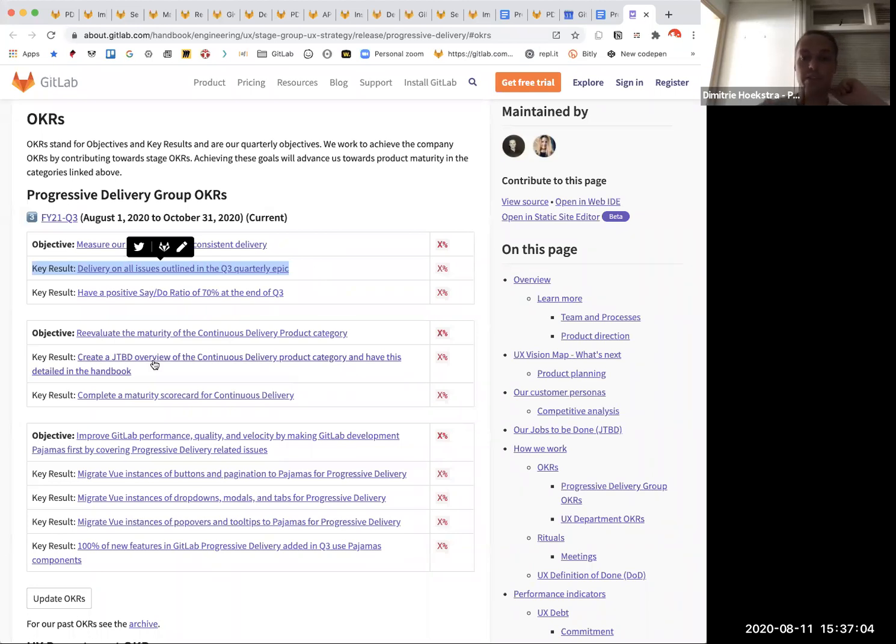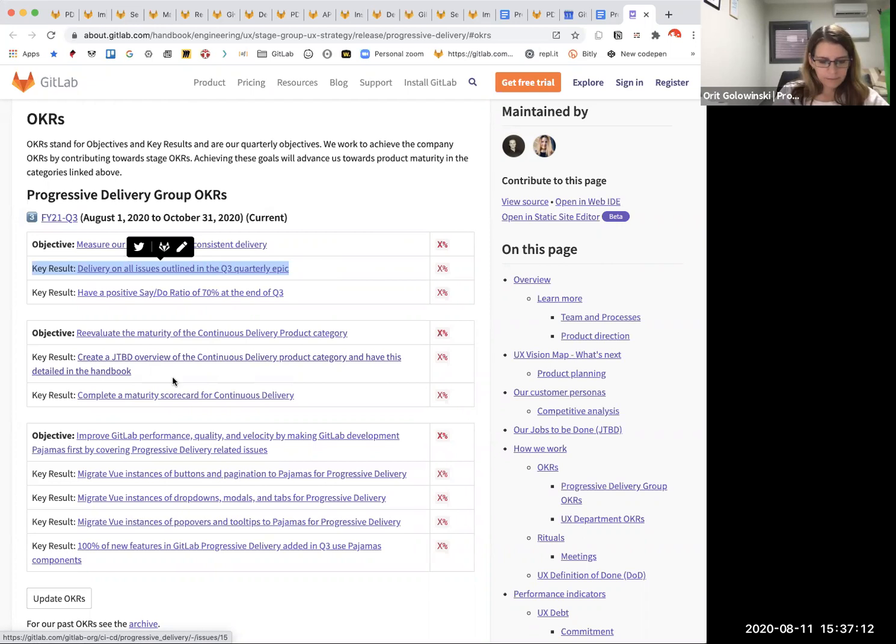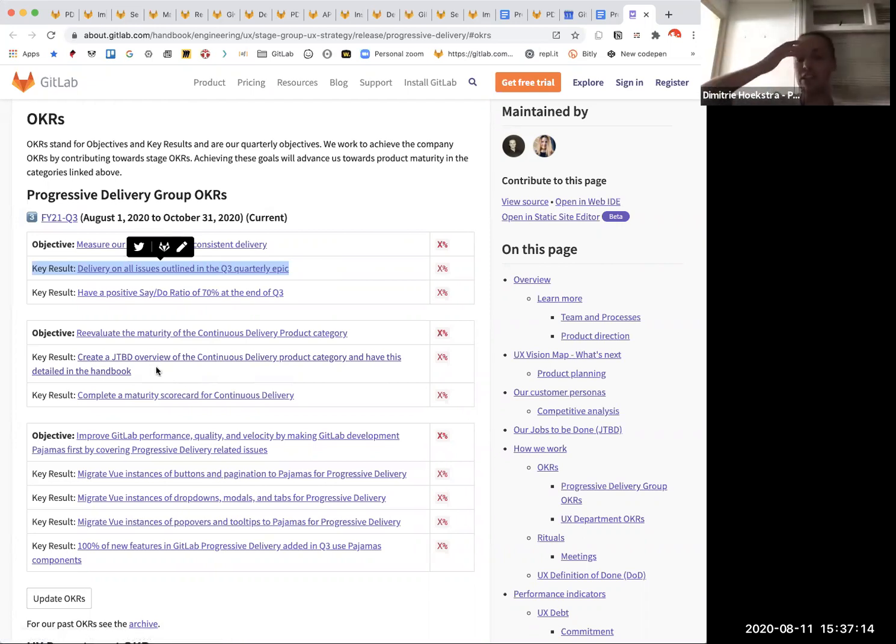Then on to the next one, which is more UX and product related. We're going to do the maturity scorecard, or at least try our best. The first step is to create the job to be done overview of the continuous delivery product category and have this detail in the handbook. There's one little section that needs to be filled out, and we need to be relatively confident in what we put in there. That's the first part. There's a complete maturity scorecard for continuous delivery, but we're only going to focus on a small subsection, or at least the biggest subsection, progressive delivery.